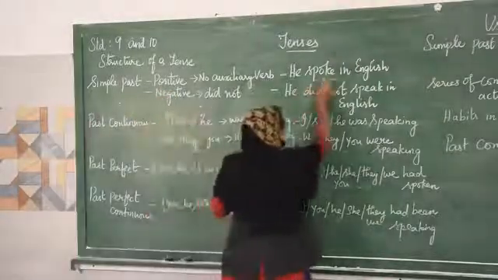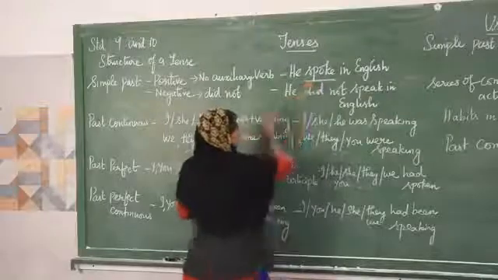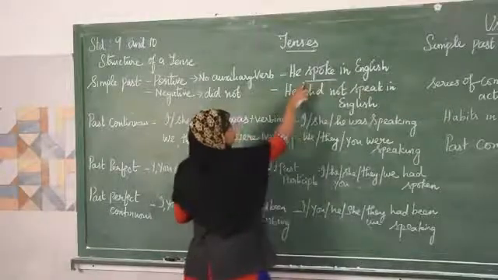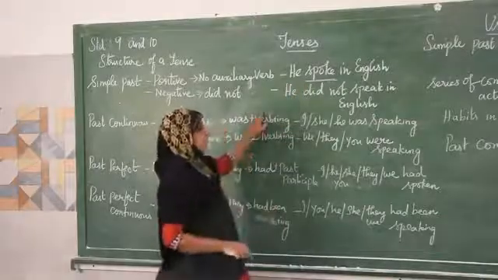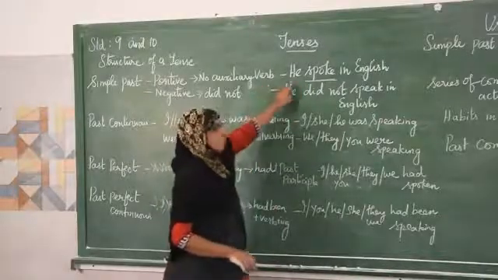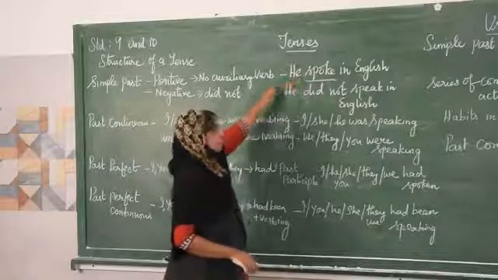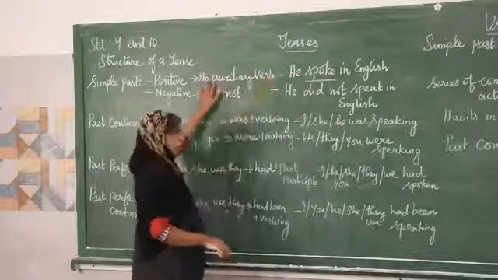And here the verb shows you in which tense. He spoke in English. You have to write the past form of speak. What is the past form of speak here? Spoke. So he spoke in English. This verb shows that it is in past tense. So no need of any auxiliary verb.